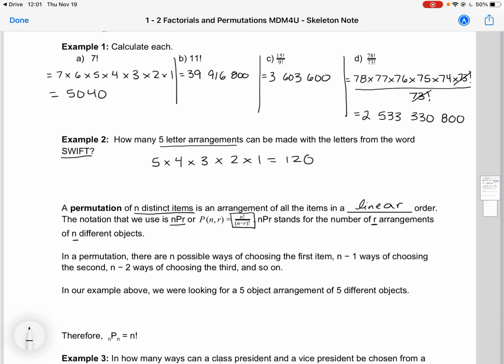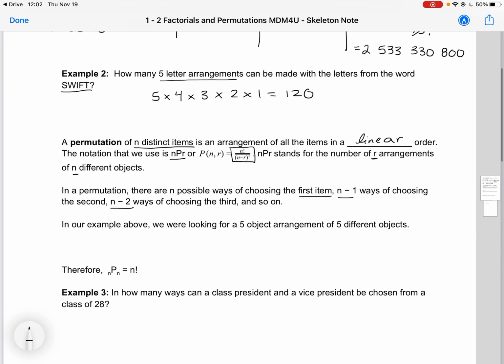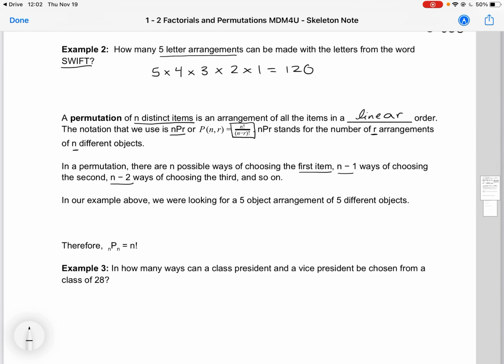So in a permutation, there are n possible ways of choosing the first item, n minus 1 ways of choosing the second, n minus 2 ways of choosing the third, and so on. In our example above, with the letters for Swift, we are looking for a 5-object arrangement of 5 different objects. So if we were to solve this, we would have P, we've got our n objects, and our r arrangements. That's how many letters we're looking to have the length of our strand be.